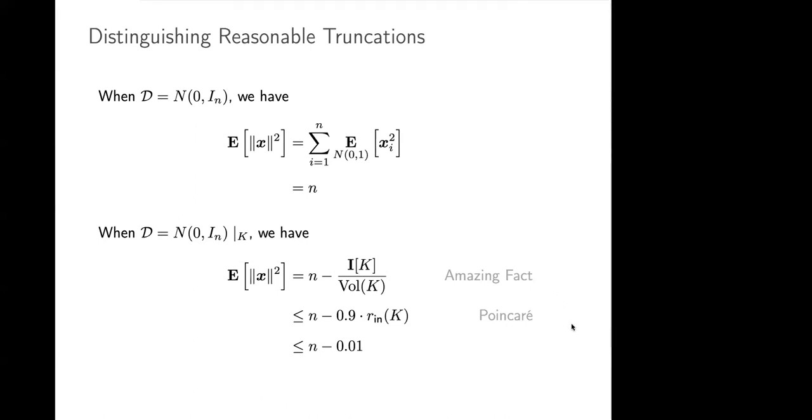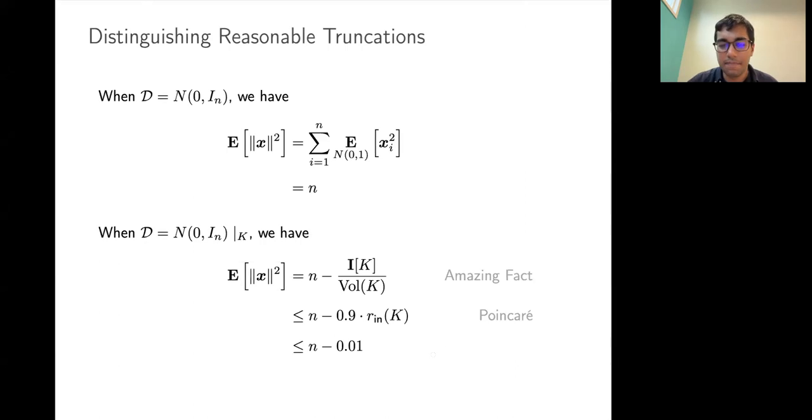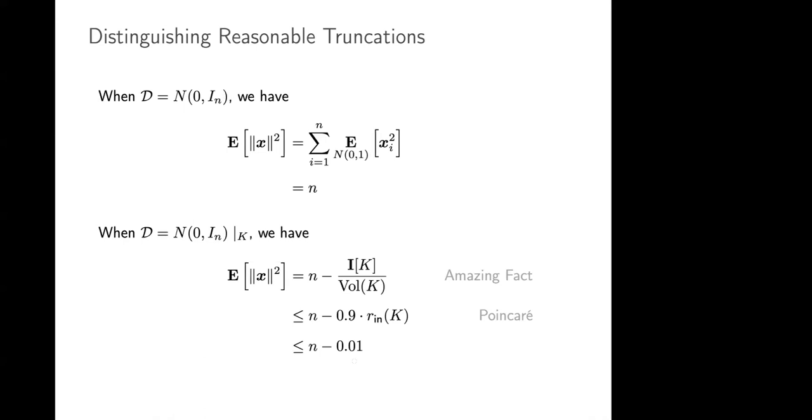Sorry, can I have a question? A very quick question. Why does the 0.9 turn out to be 0.01? It should be 0.09, but it's because the in-radius of the set is at least 0.1. I see, thank you. And also, because we condition the Gaussian distribution on some subset, why does the expectation of the radius actually decrease?